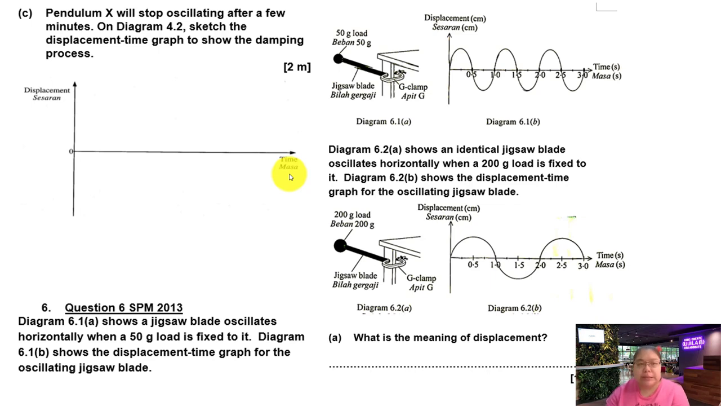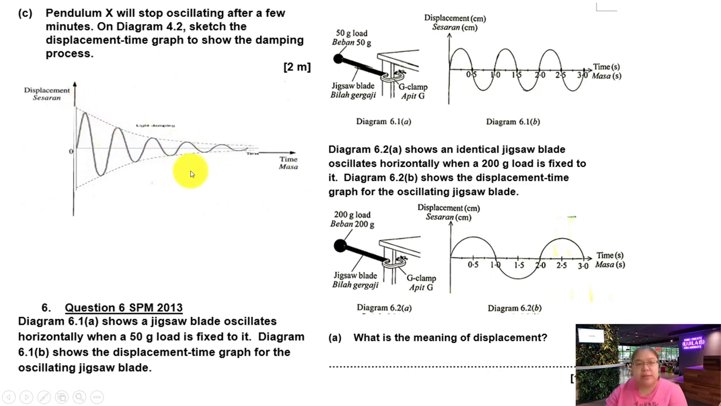Remember the time should be the same. The period of oscillation should be the same. Then you just control your amplitude. Okay, let's show the result. This one is the result. The amplitude will drop. So better you draw the sine curve first, up and down because sine curve. So you draw the curve line first. After that, you draw your wave pattern.